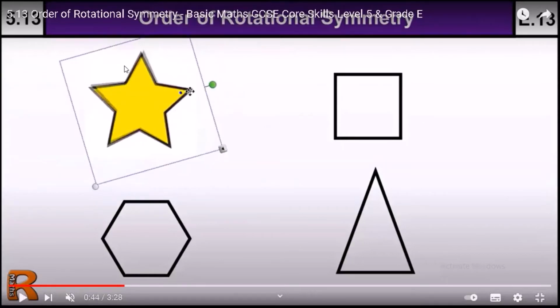Here he rotated it and it looks exactly the same. So this shape has rotational symmetry, but of what order? He rotated it here. What's the meaning of order? He's going to say now it's order 5.